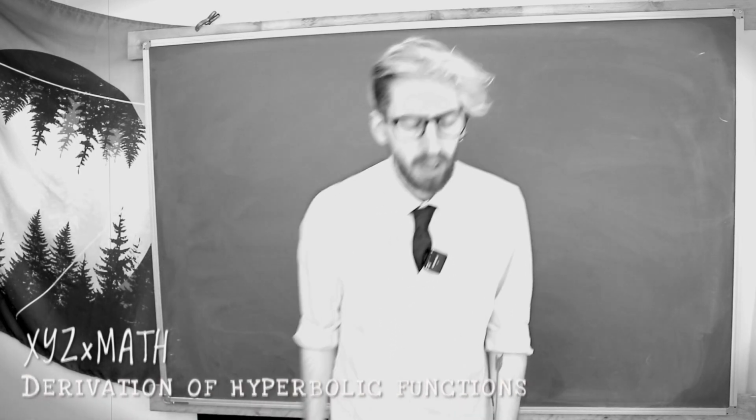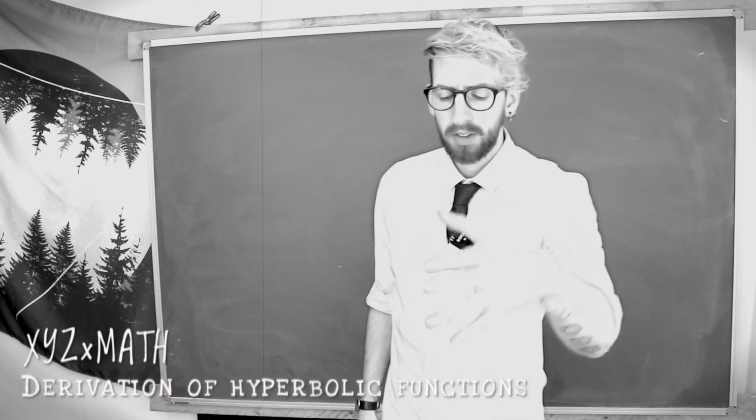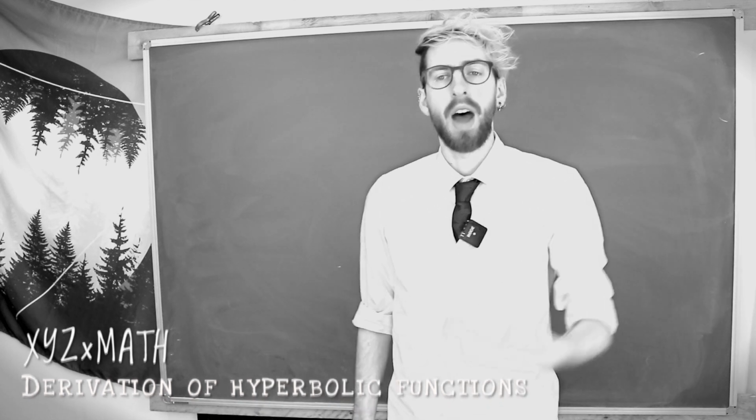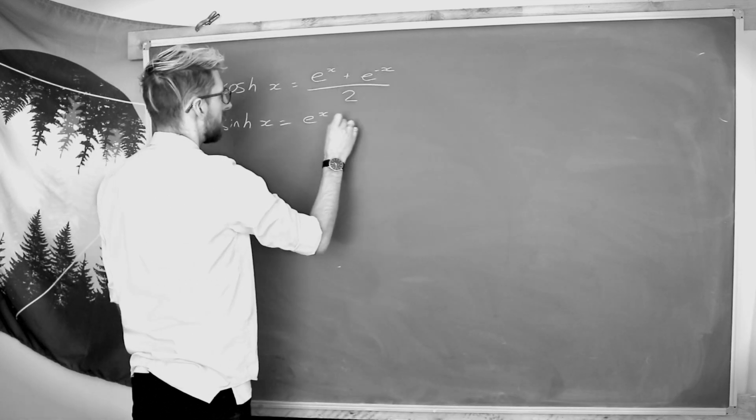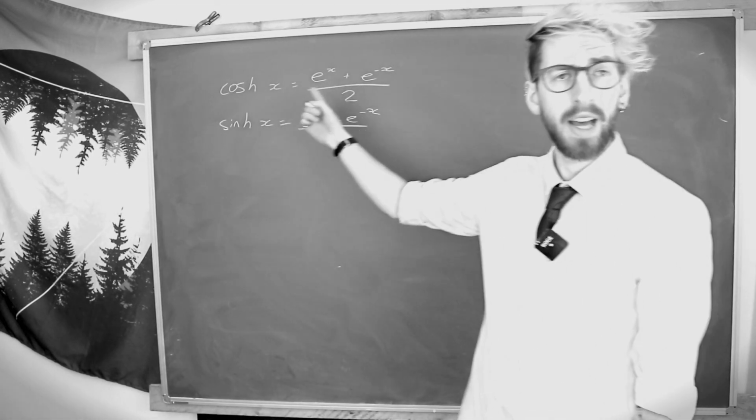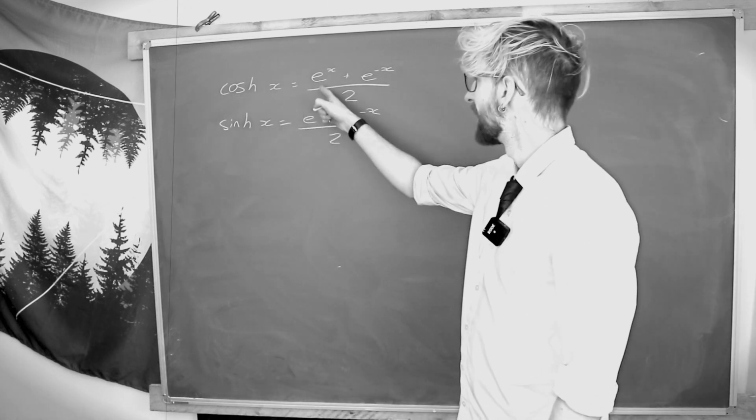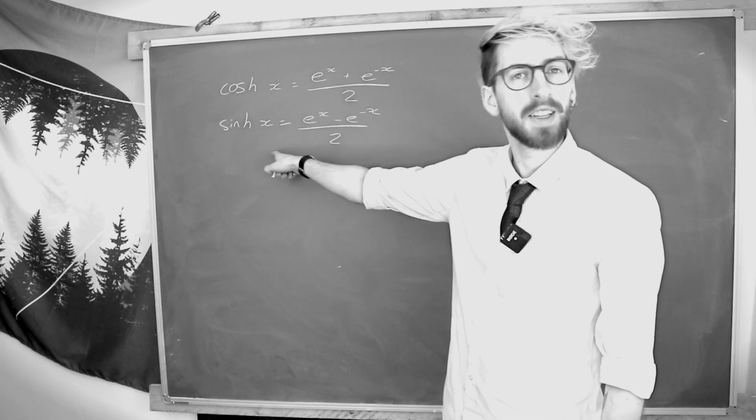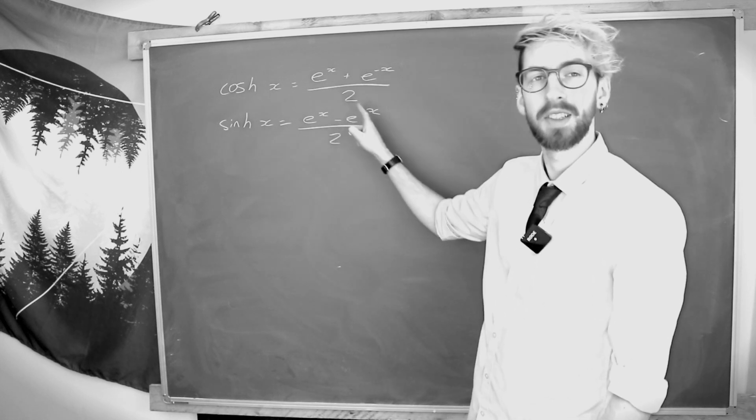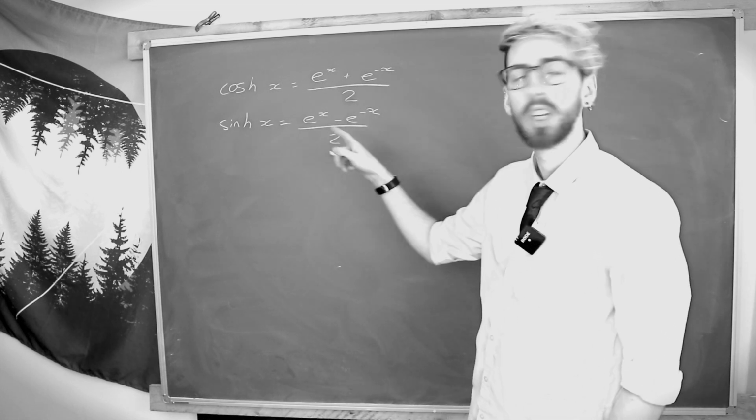So, in A-level further maths, there's these two things that are introduced called the hyperbolic functions. This is what they look like. Cosh x, hyperbolic cosine, is e to the x plus e to the minus x over 2. Sinh x is e to the x minus e to the minus x over 2.